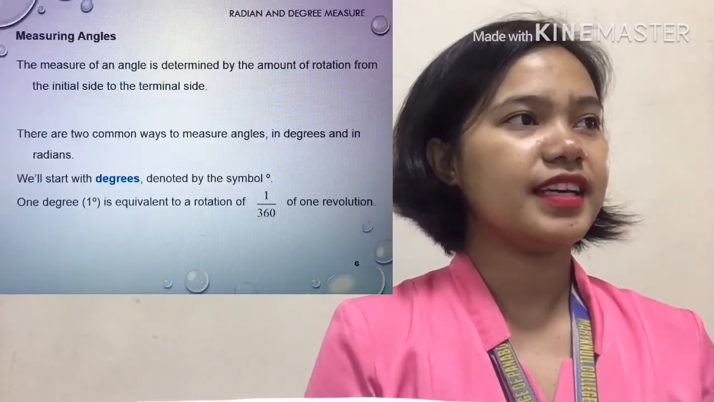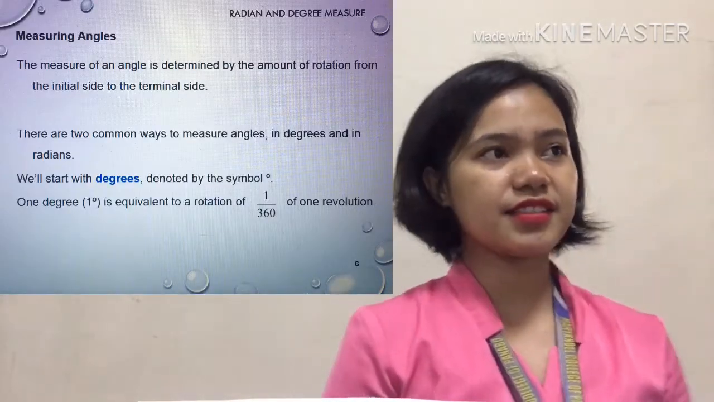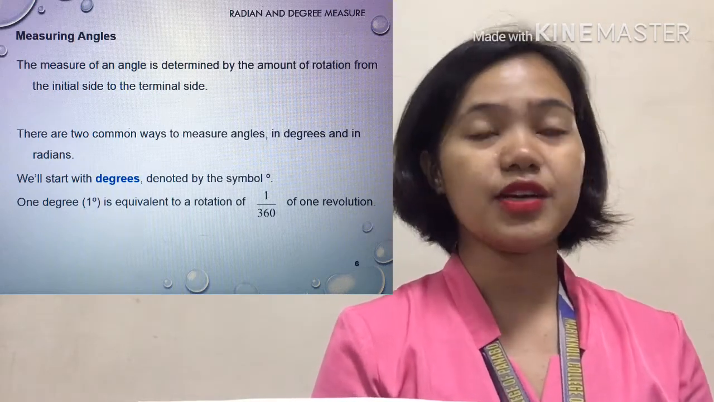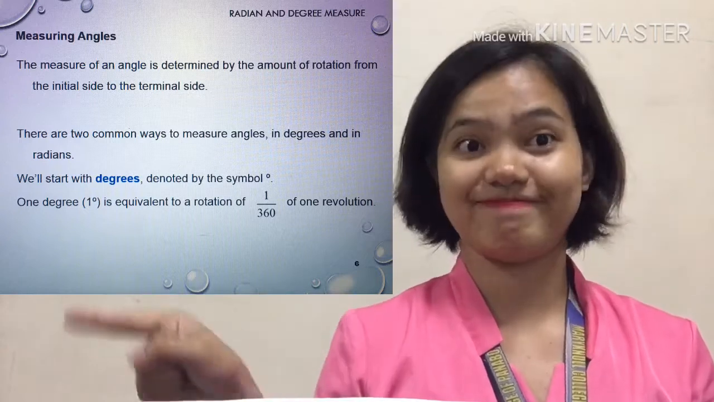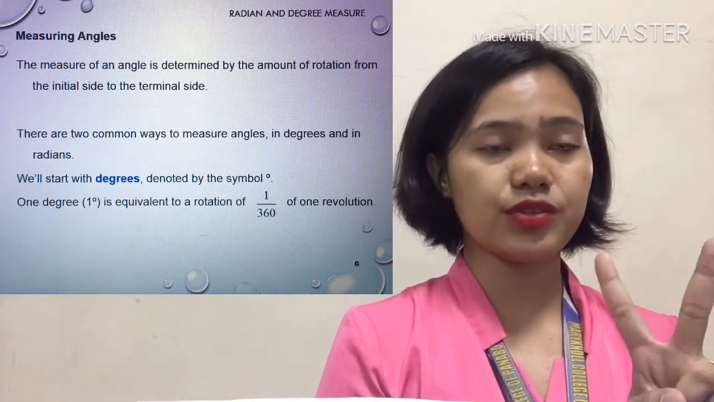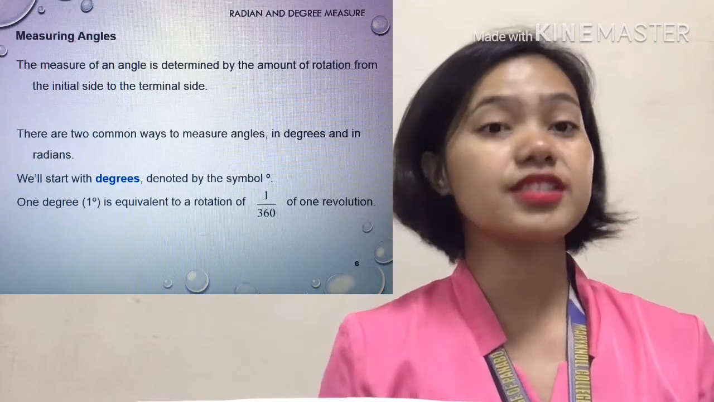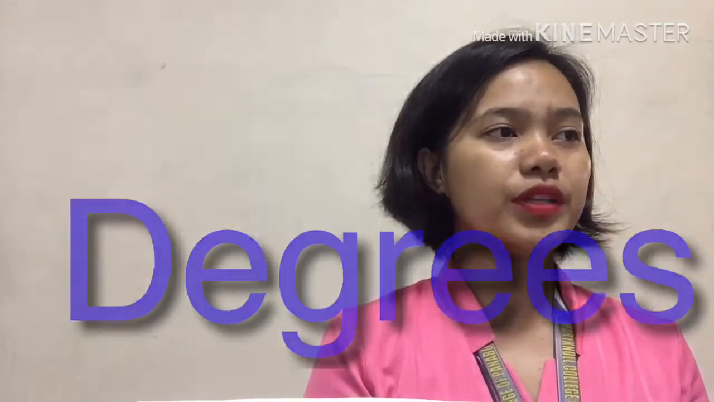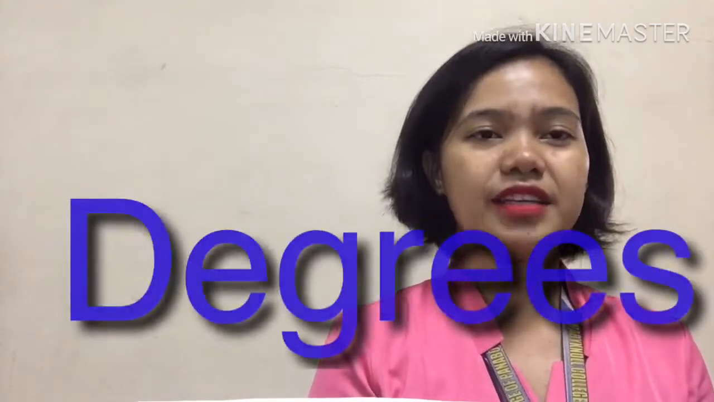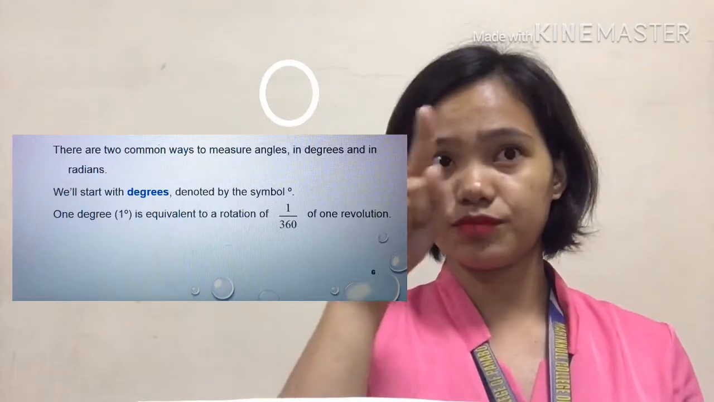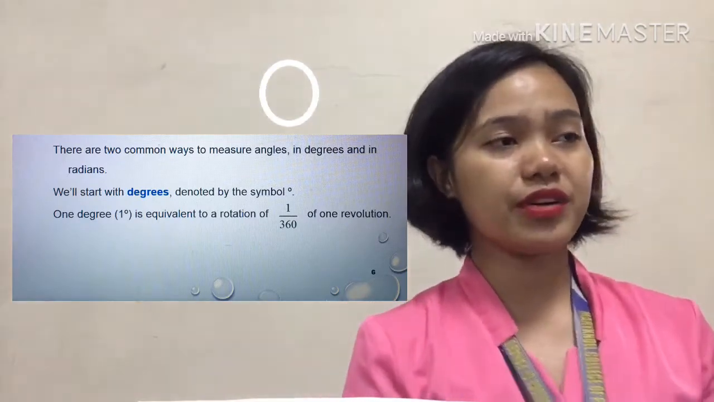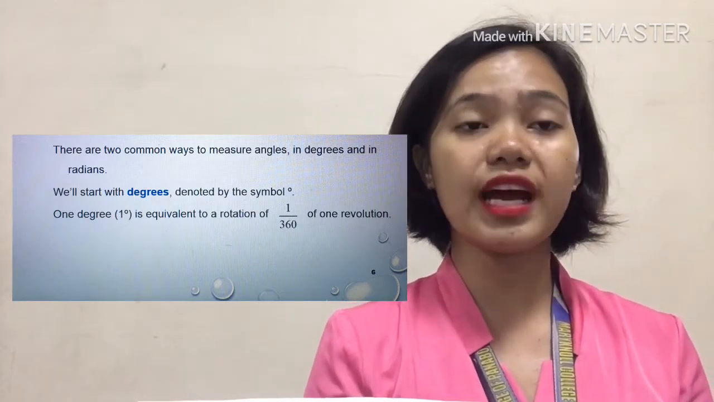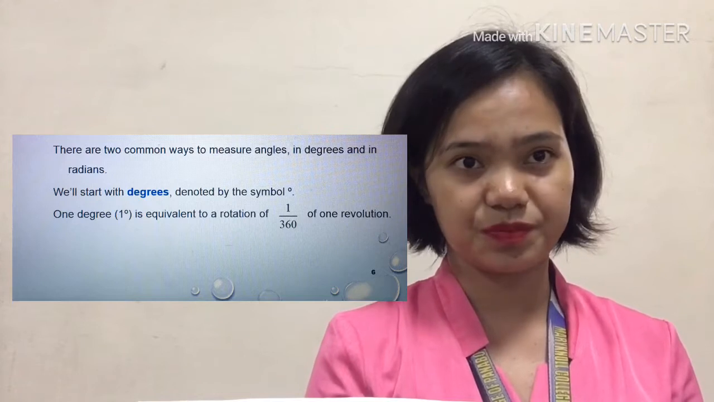Okay. Now, in measuring angles, the measure of an angle is determined by the amount of rotation from the initial side to the terminal side. There are two common ways to measure angles: in degrees and in radians. We'll start with degrees. Degrees is denoted by the degree symbol. 1 degree is equivalent to 1/360 of 1 revolution.